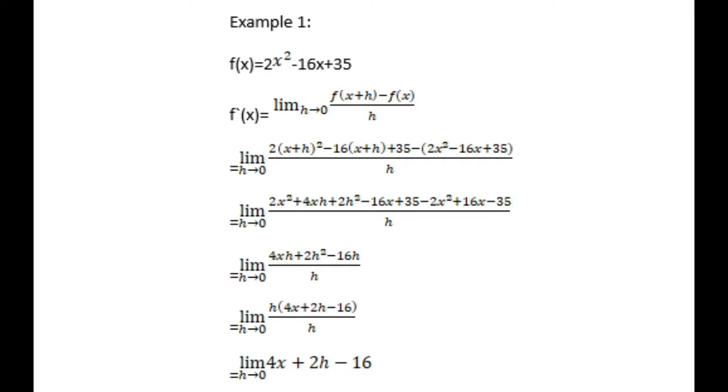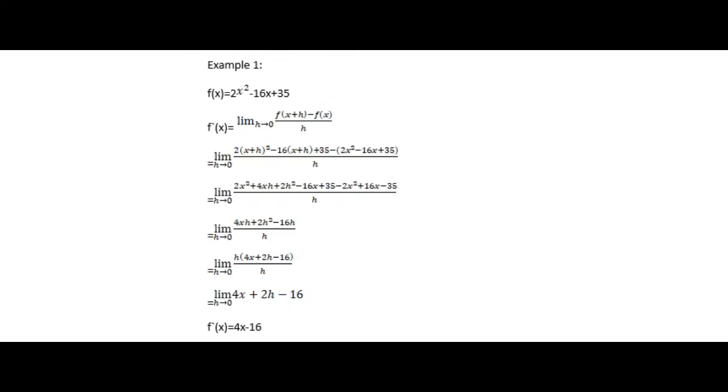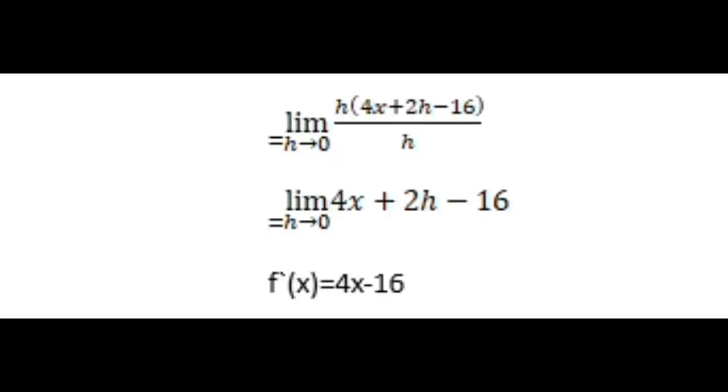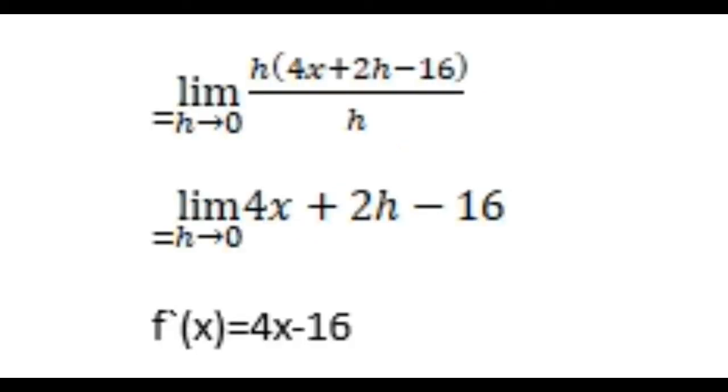The remaining is the limit of 4xh plus 2h squared minus 16h all over h as h approaches 0. Notice that every term in the numerator has an h in it, and we can now factor an h out of the numerator, which will cancel against the h in the denominator. After that, we can compute the limit, which is the limit of h times 4x plus 2h minus 16 all over h as h approaches 0.